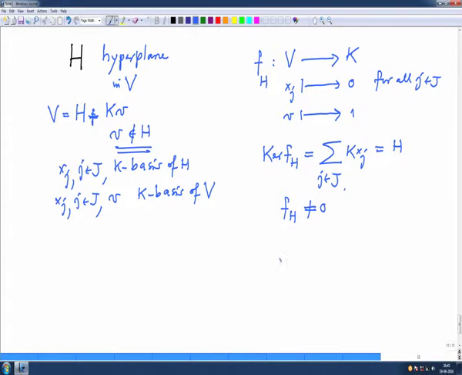Conversely, given a non-zero linear form f, it is not a zero map, then I want to get a hyperplane, and who could that be? The kernel of f. The kernel of f, I claim it is a hyperplane.